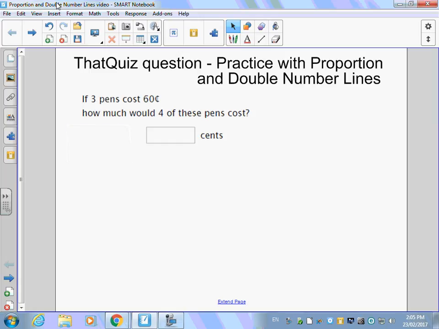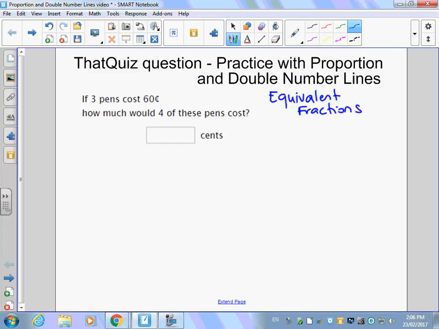Okay, we are working on a VAT quiz question, practicing with proportions. So we learned yesterday that proportions simply mean that we have equivalent fractions. And we know that we have a double number line because we label things on the top and the bottom. So we have one variable that we're tracking on the top and a different variable down below.